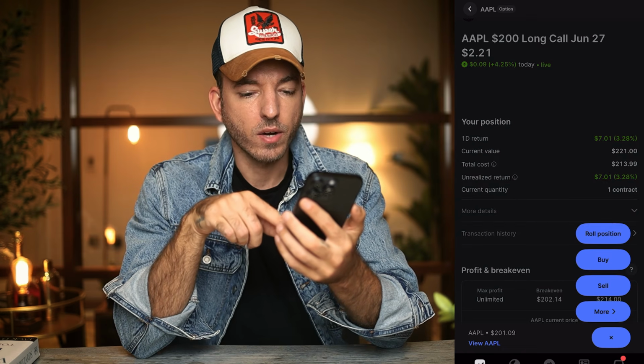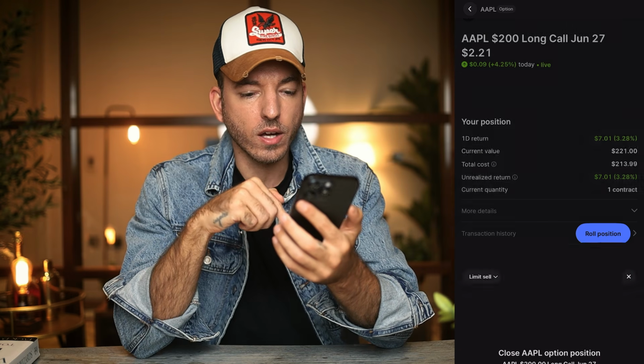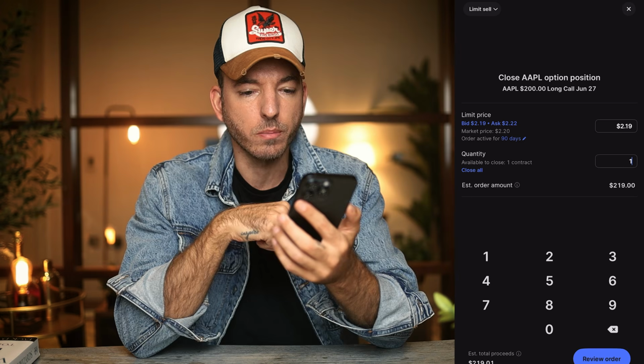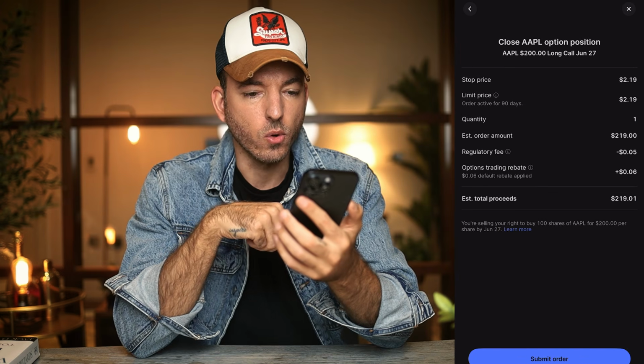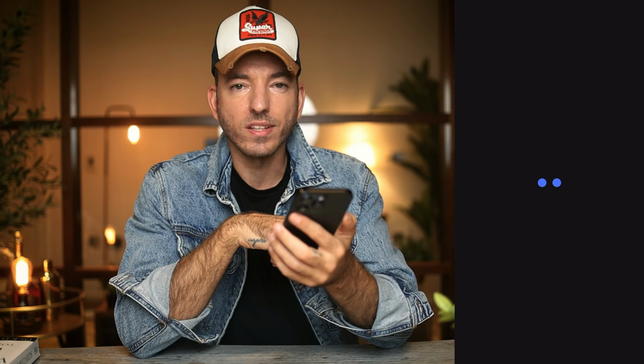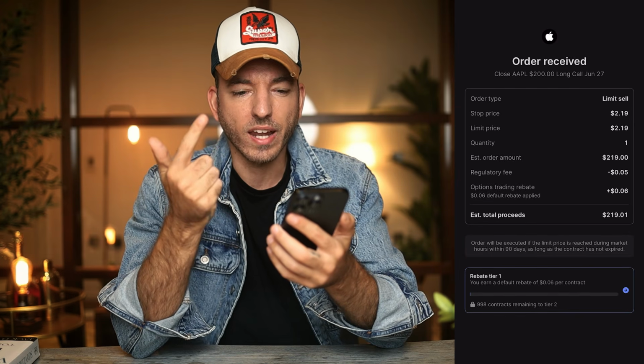Trade on the bottom right, and I'm going to sell. All right, we bought it. Now we have to sell it to close our contract. So we have one contract. We're going to put one, total order, review, and submit order. Bingo bango, we did it. We opened up an option contract, we bought some calls, we sold it at a profit.